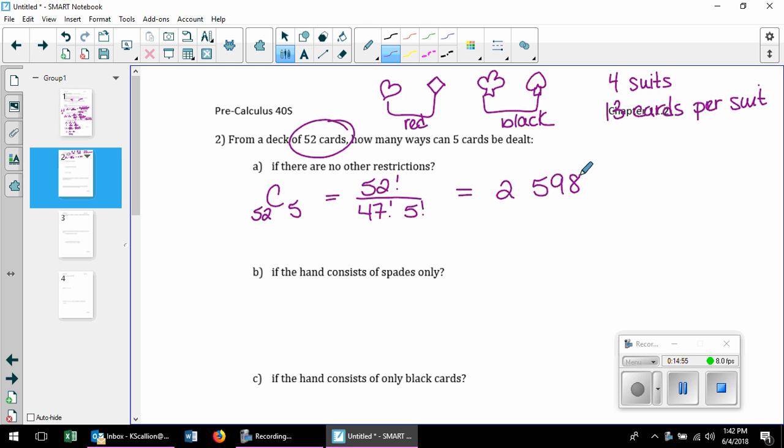If you're in a Texas Hold'em tournament and they're playing single decks and you're dealt five cards, the chances of you getting all the cards you want, getting perfect cards, is like 2.5 million. Yeah, I say it won't happen, I'm just saying it's not going to be agreeable. If the hand consists of spades only.